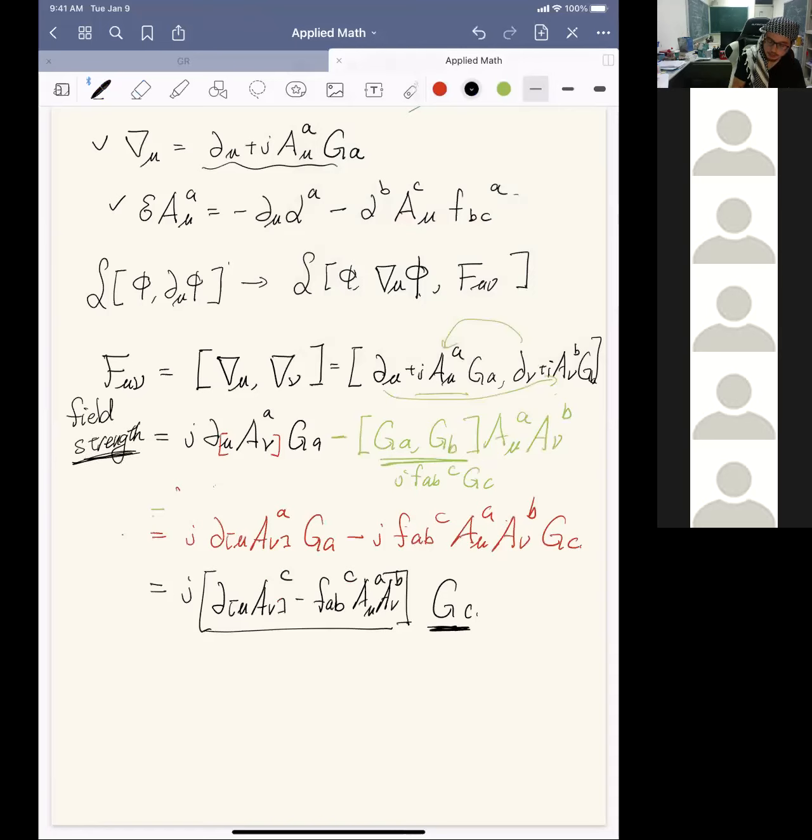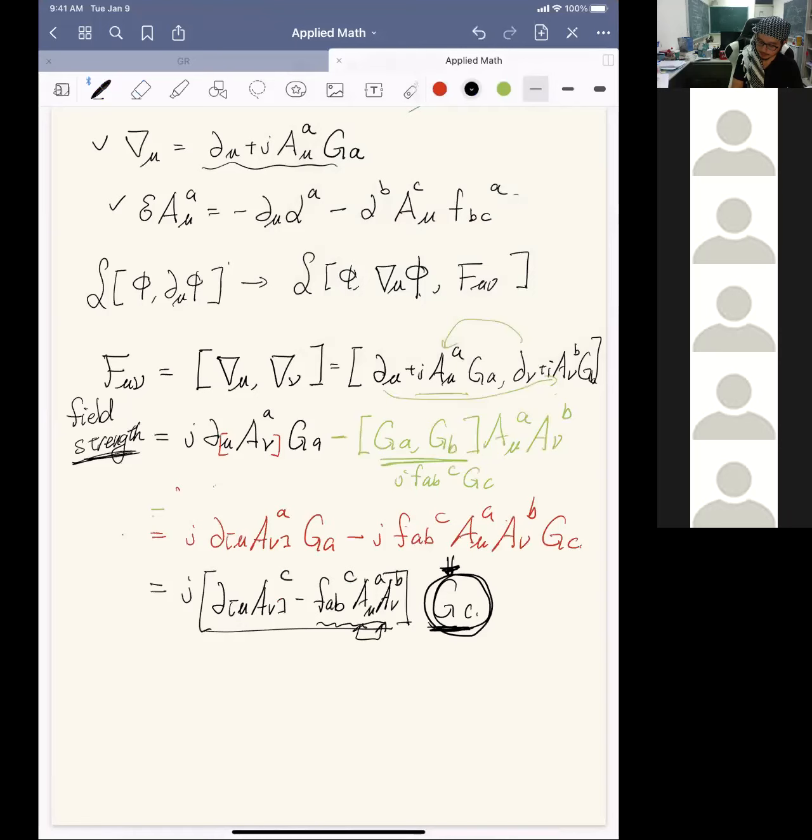Okay, this we call a field strength. Now, because of the non-abelian nature of my symmetry group, my field strength is also expanded on my generators. And unlike the abelian case where f^{abc} is 0, now you see that my field strength contains terms that are quadratic in my connection, or quadratic in my gauge field.